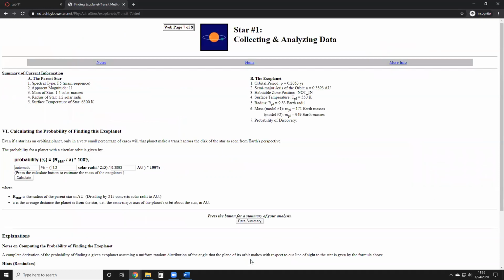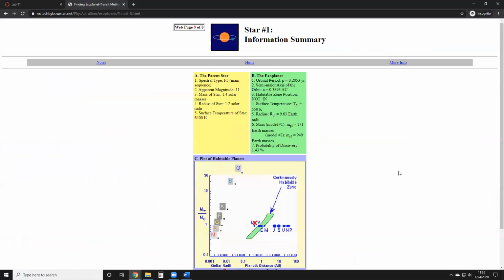You're going to find out why you need a more complete model, or what you would take into account for a more complete model, later in your lab. In this one, we're going to find the probability of finding it based on its solar radius, the radius of the sun, and how far away that planet is. You just click calculate, and it calculates it for you. And here's your data summary. Okay? Any information you missed is there. It even plots on the habitable zone logarithmic graph where it might be.